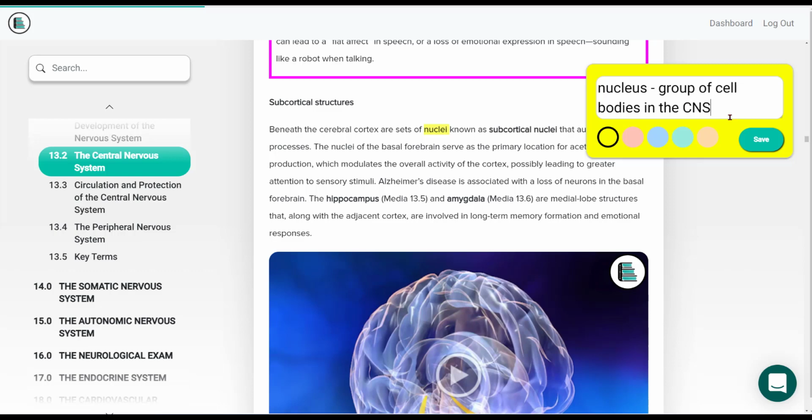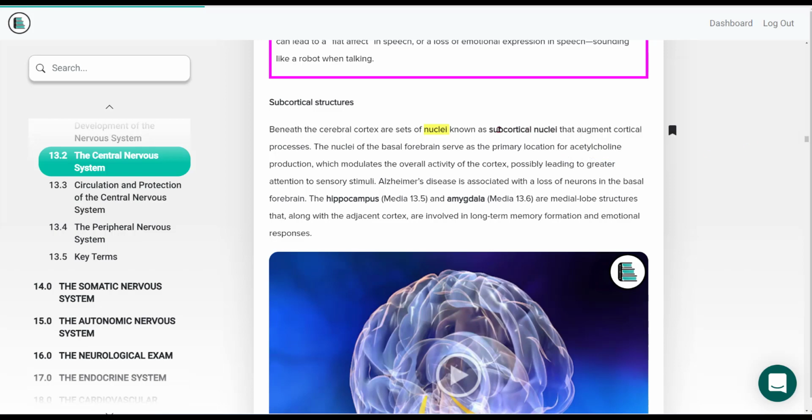And remember that groups of cell bodies are going to be gray in color. Okay? So when we talk about nuclei or many nuclei, we're referring to groups of cell bodies in the CNS, and cell bodies are gray in color. So these subcortical nuclei are very important regions of the brain, and I mentioned the limbic system a moment ago. So let's take a look.